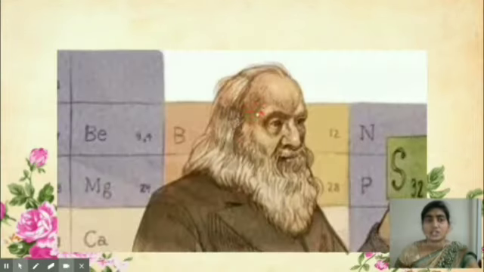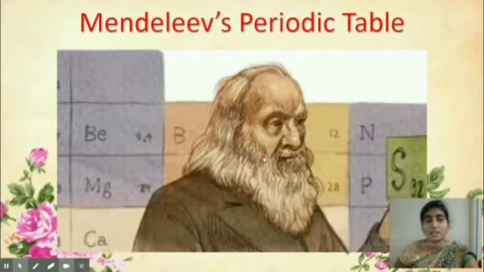Students, do you all know the name of the scientist? Yes, his name is Dmitri Mendeleev. He was a Russian chemist and inventor. So, now we are going to see Mendeleev's periodic table. What did Mendeleev do for the periodic table? Anyone knows? I'll tell you.